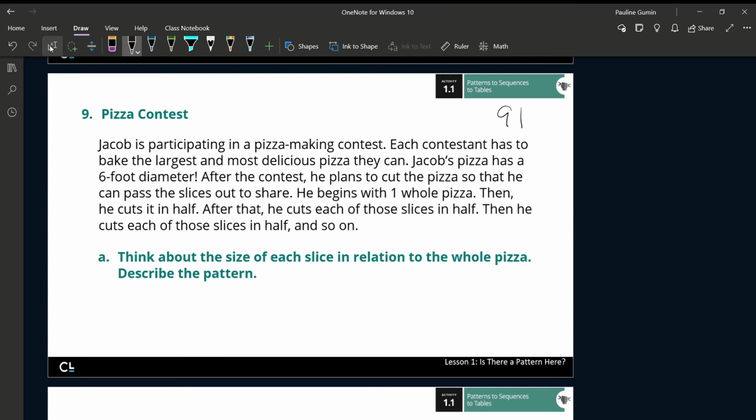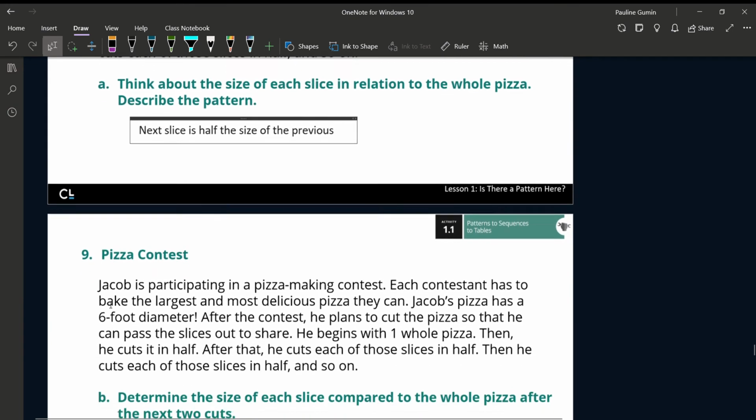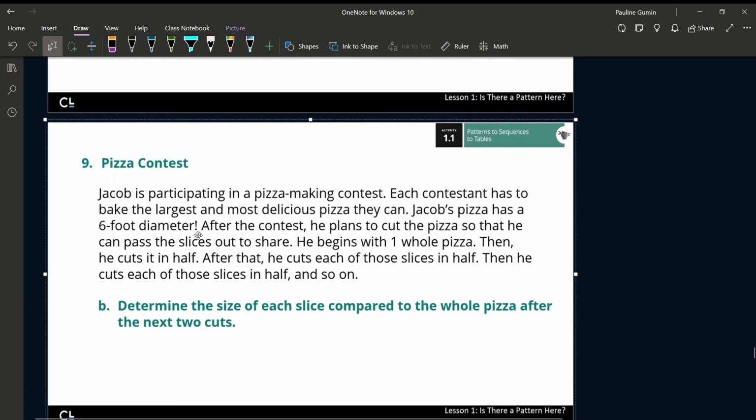So what pattern is happening here? Well, in this case, the pattern is each next slice is half the size of the previous. So let's take a look. Okay, so if he has, compared to the whole after the next 2 cuts. Okay, so we first have 1.